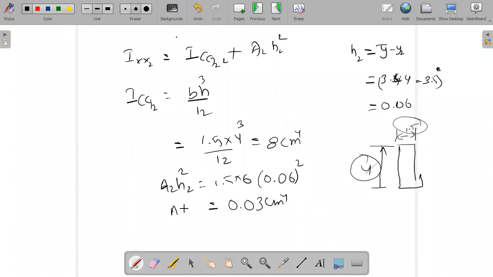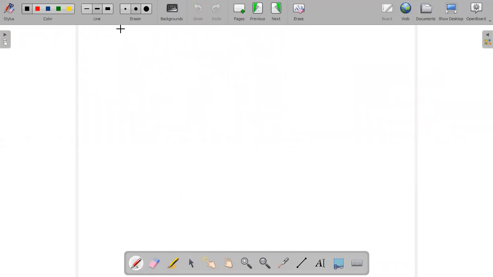Okay, done. So what is Ixx2 coming? Ixx2 is equal to 8 plus 0.03. The answer is 8.03 centimeter to the power of 4. Now you got the value of Ixx2, correct? Let us find the value of Ixx3.